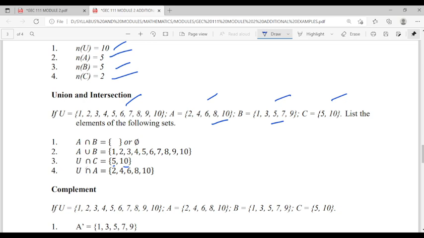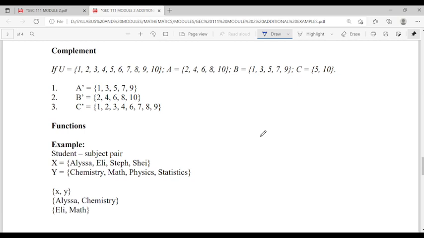What is the intersection pala? Intersection also of U and A. What is the common between the U and A? Complement, or this symbol, may apostrophe sa itaas, we have A. So, from U, cross out natin yung element ng A dito sa U. We have 2, 4, 6, 8, 10. The remaining element in U, yun yung isusulat natin dito.